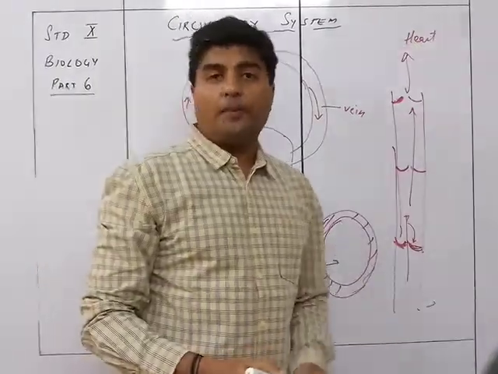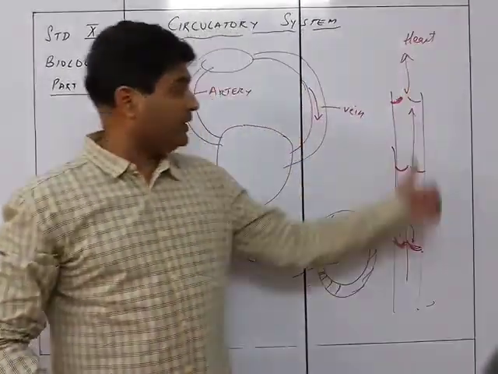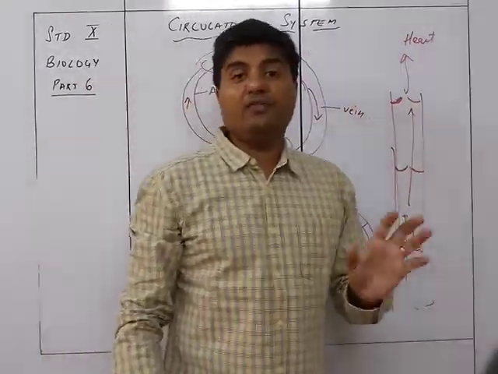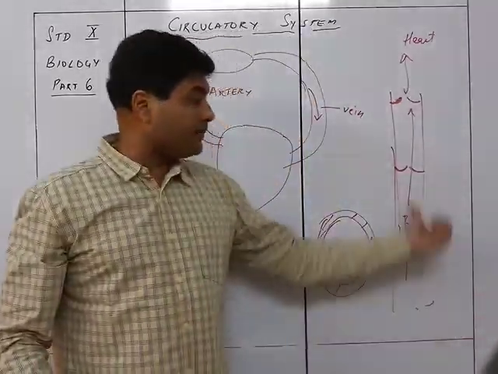Blood will not flow in the opposite direction. It has to flow only towards the heart. That is how the arrangement of the valves is kept inside the vein.